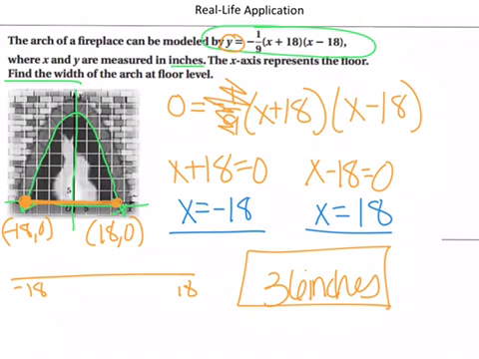It's not 18 inches because that would mean that's only half of our opening. 0 to 18 is 18 inches, but then we have 0 to negative 18. That's another 18 inches. So you multiply 18 by 2, and we get 36 inches as the width of our fireplace.